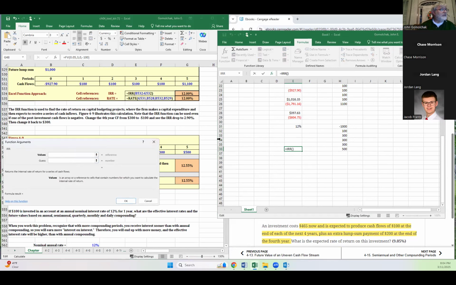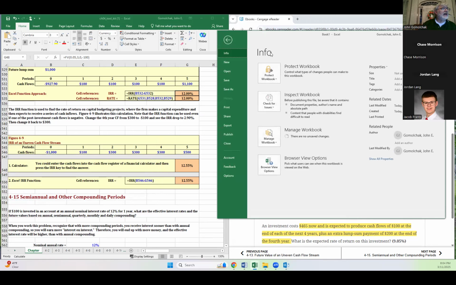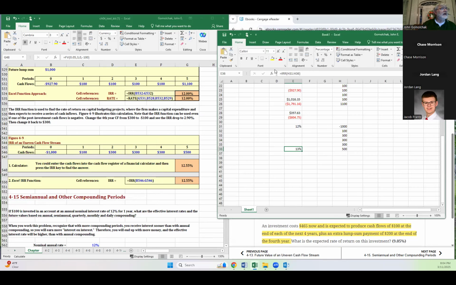And then if we do the IRR, values are going to be H31 colon H36. I'm not going to guess. 13%. I guess if we change that, whoa, wrong one. We get 12.55. So we have our rate of return there.